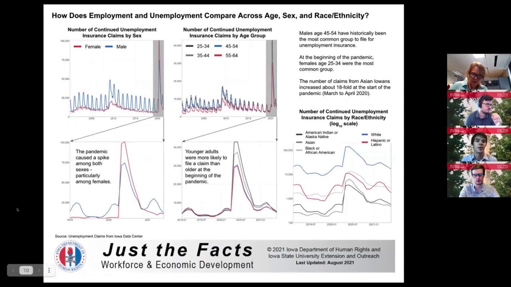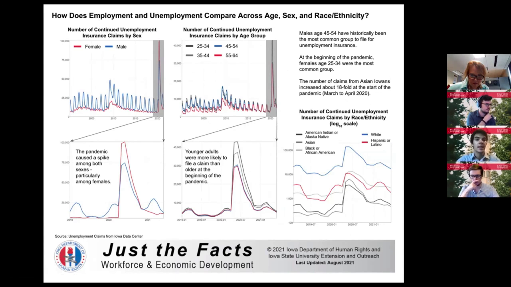So this next poster examines unemployment and employment, depending how you look at it, across age, sex, and race or ethnicity. So these plots I think are particularly interesting because the data is very recent. And you can see the impact that COVID-19 has had in these posters. So the posters on the bottom zoom in on that little window that's highlighted in gray.